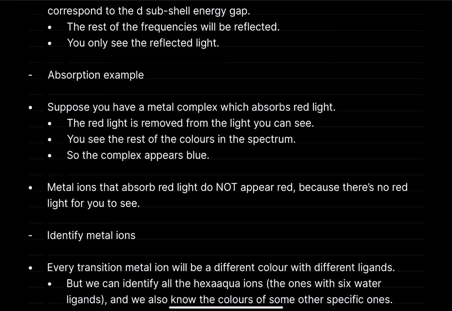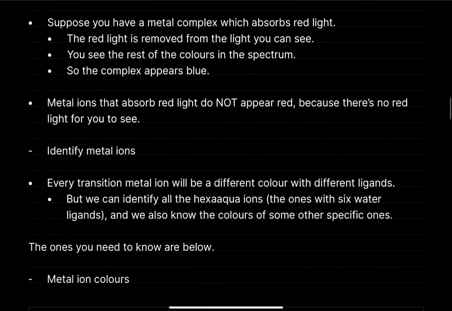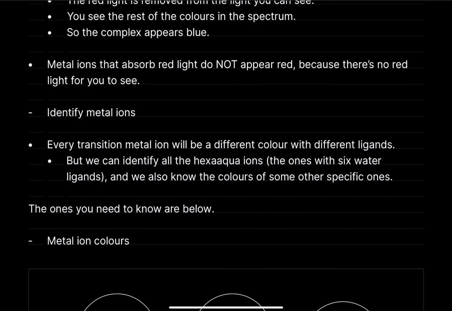So there's no red light for you to be able to see, because it can't be reflected. It's all being absorbed, but it's reflecting back all of the blue light, right? So metal ions that absorb red light do not appear red, because there's no red light for you to see.